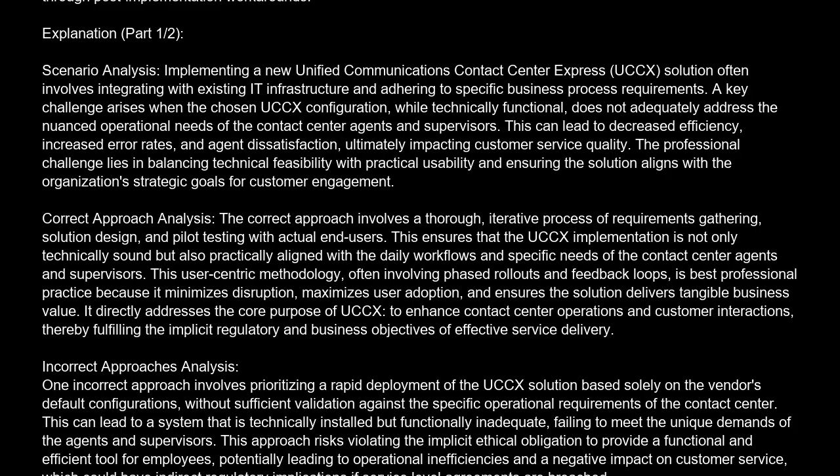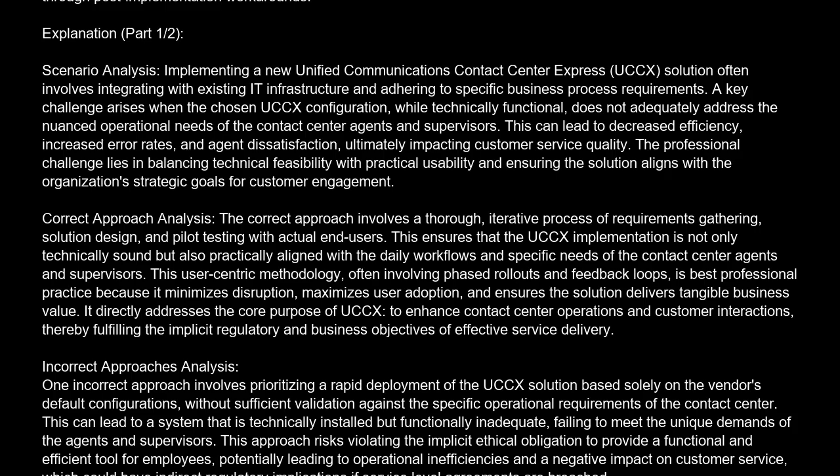This user-centric methodology, often involving phased rollouts and feedback loops, is best professional practice because it minimizes disruption, maximizes user adoption, and ensures the solution delivers tangible business value. It directly addresses the core purpose of UCCX, to enhance contact center operations and customer interactions, thereby fulfilling the implicit regulatory and business objectives of effective service delivery.